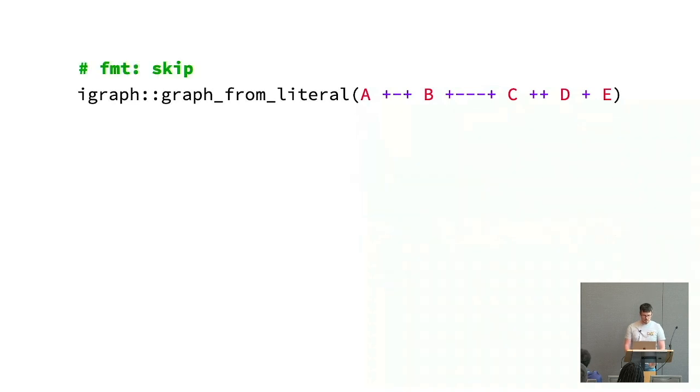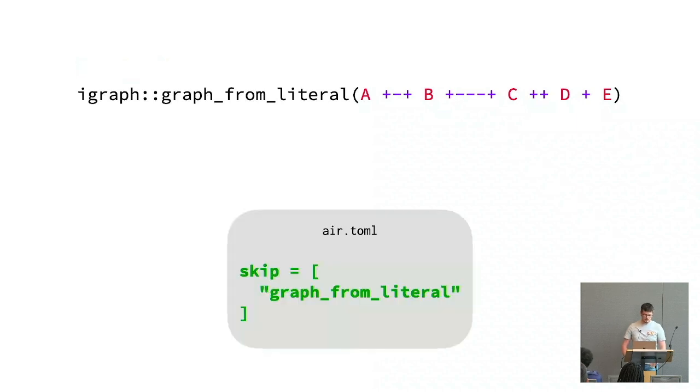So what you can do is use a magic command. In this case, it's a skip command. And that's like an instruction for Air to ignore the next line of code and to leave it as is. So of course, if you use igraph a lot, you're not going to want to insert magic comments everywhere. So we also have a configuration option to specify which functions should be skipped by the formatter.